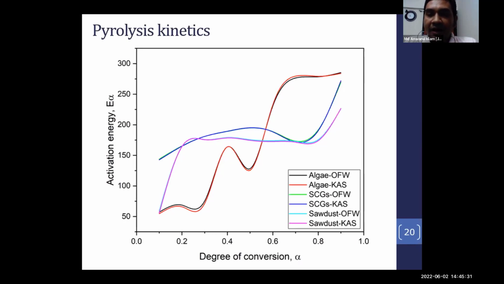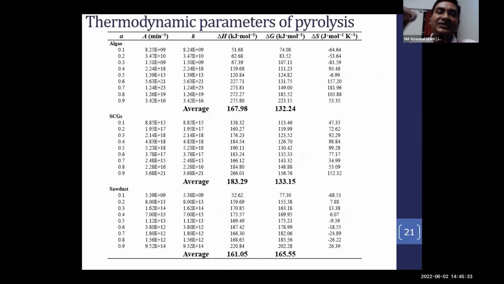Similarly, I also did the thermodynamic analysis. As you can see, for the required enthalpy, Gibbs free energy, and entropy change, coffee again has shown a different composition compared to the others, and requires extra energy to reach thermodynamic equilibrium during pyrolysis.